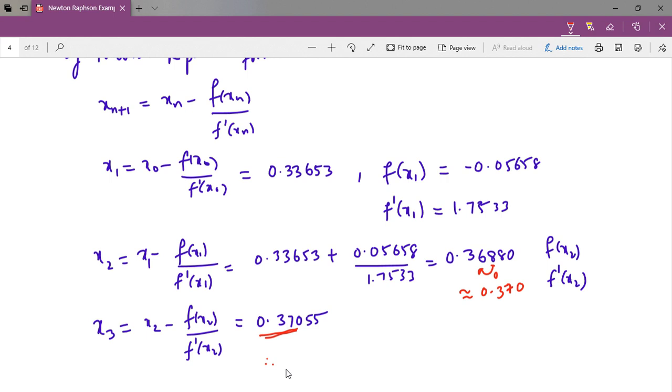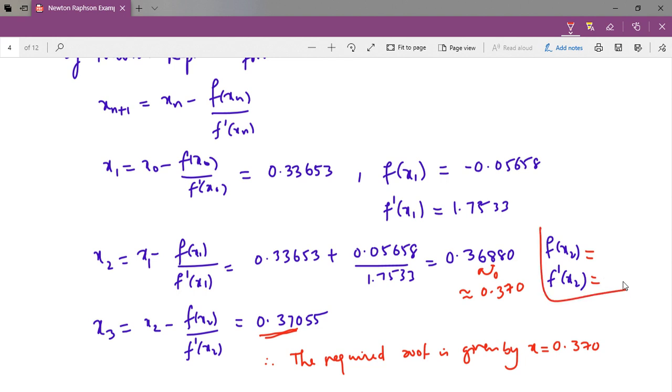So, therefore, we can say that the approximate root, the required root, is given by x is equal to 0.370. Okay. So, write the steps exclusively. You have to write what is x2 and what is f of x2 and f dash of x2. So, you need to calculate them for each iteration. So, do not write directly, calculate this.